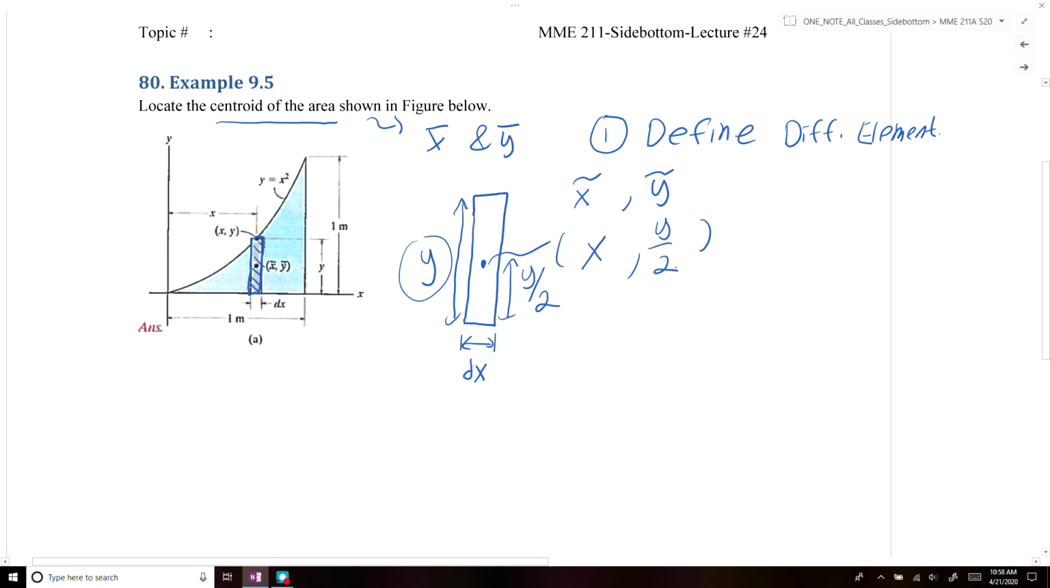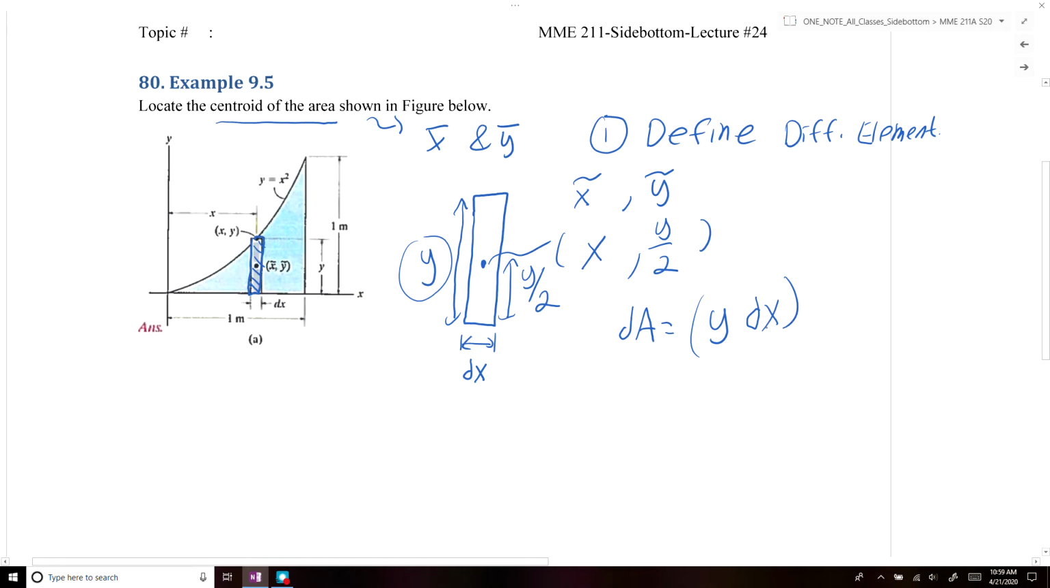And then the last thing we want to define for our differential element is what is our differential area. So our differential area in this case would be equal to the width times the height. So it would be equal to the height, which is equal to y, times the width, which is equal to dx.